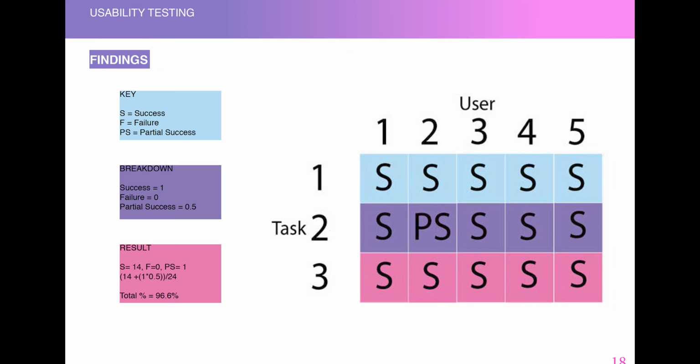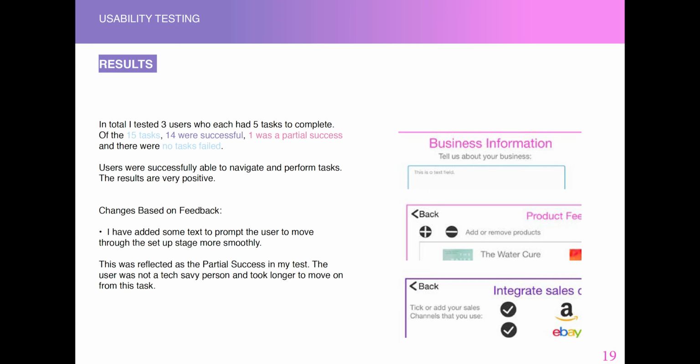Here are my findings from my first test. The result came in at 96.6% success. In total, I tested 3 users who each had 5 tasks to complete. Of the 15 tasks, 14 were successful, 1 was a partial success, and there were no failed tasks. Users were successfully able to navigate and perform tasks. The results are very positive.